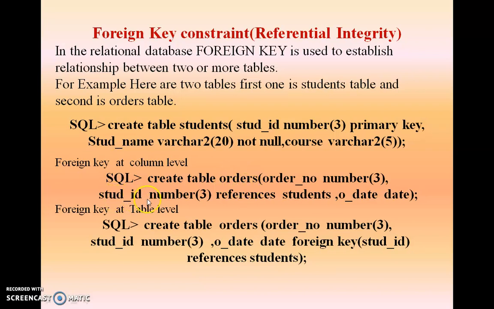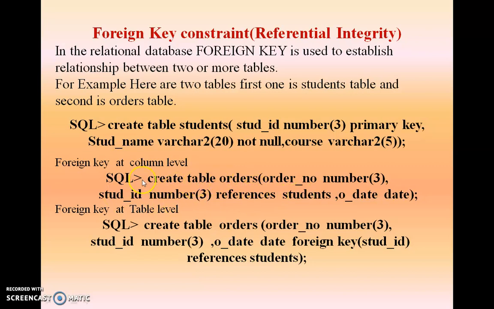Okay. Here student ID is taking the reference of which table? Student table. Students table means here student table becomes the primary table, parent table, and the orders table becomes a child table. Means for this column, student ID column in orders table, we are taking the reference of students table, which is a primary table. Here this type of declaration is at column level. Means after declaring the column, we are setting the foreign key constraint.